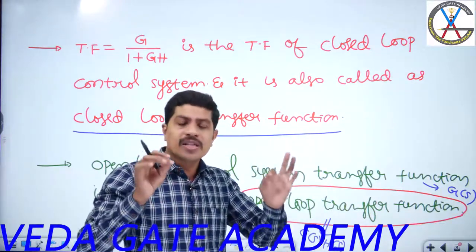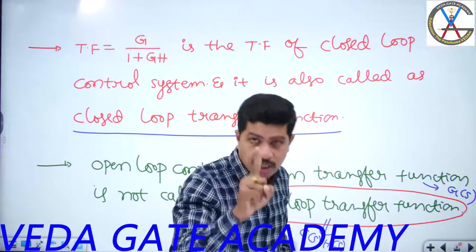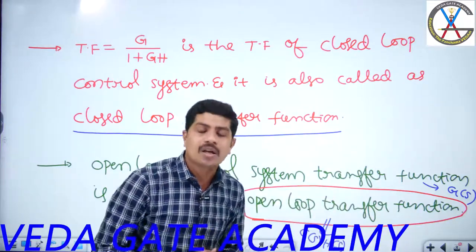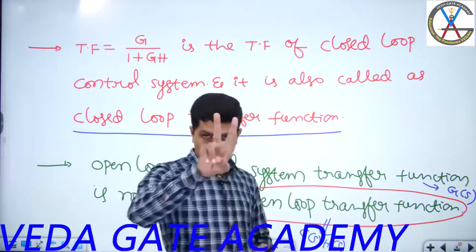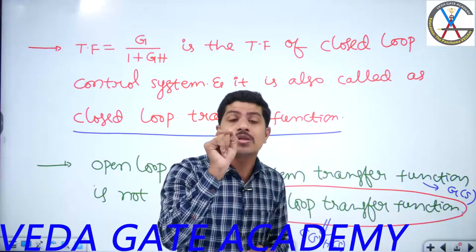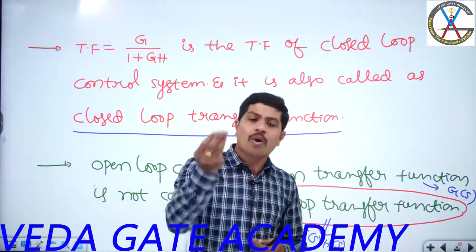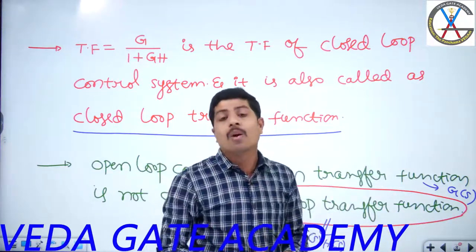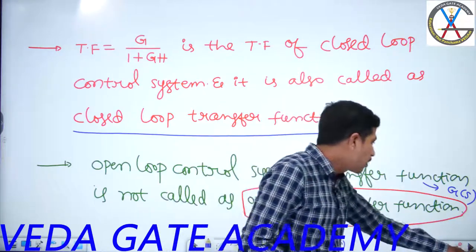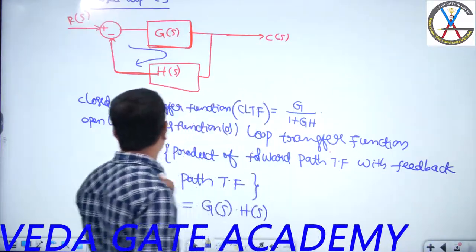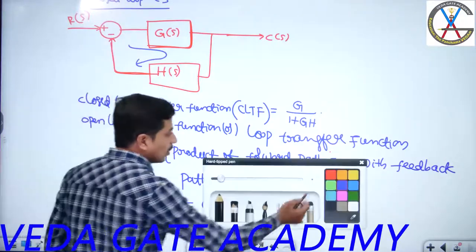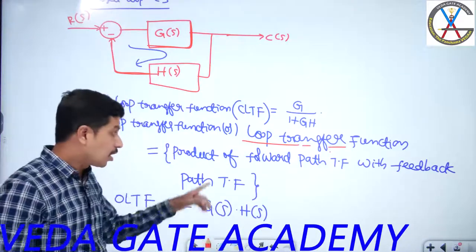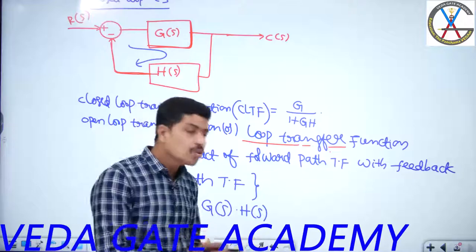An open loop control system is going to have only one transfer function, called the open loop control system transfer function. Whereas a closed loop control system is going to have two transfer functions. One is the closed loop transfer function, or overall transfer function, or transfer function of that closed loop control system. And one more is the open loop or loop transfer function. I am underlining this loop transfer function. This is defined only for a closed loop control system, that is G of S into H of S.